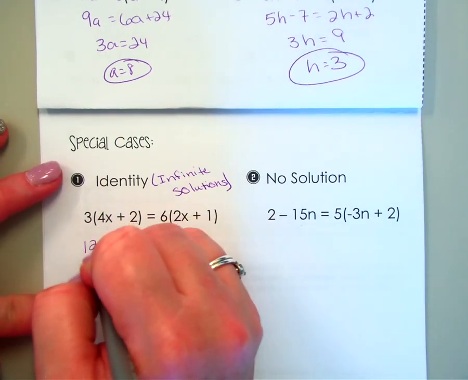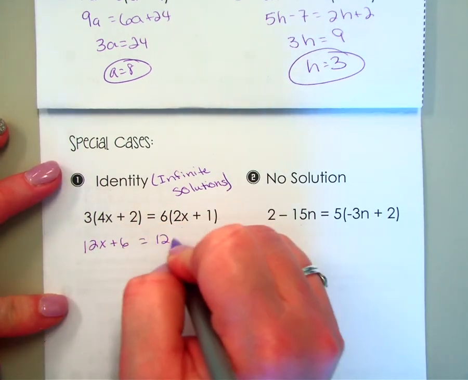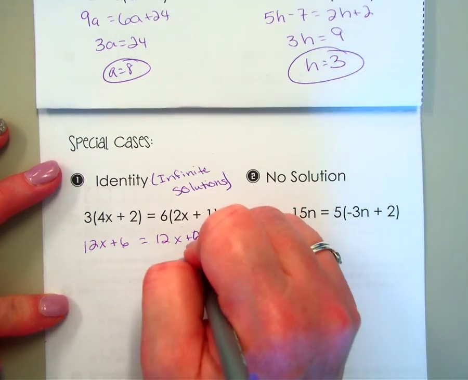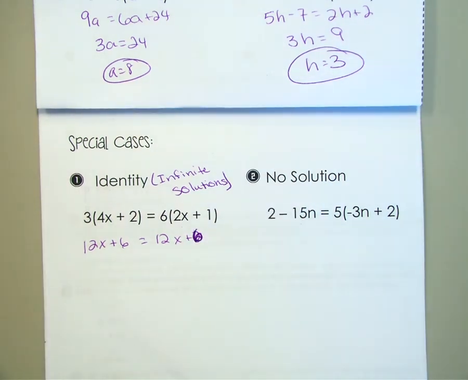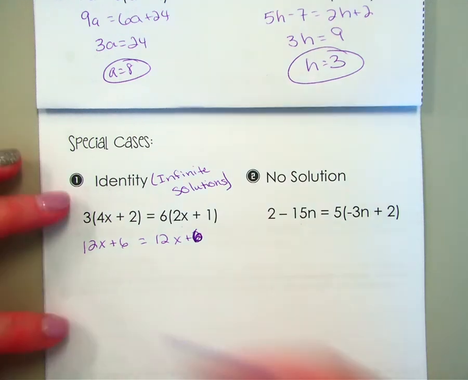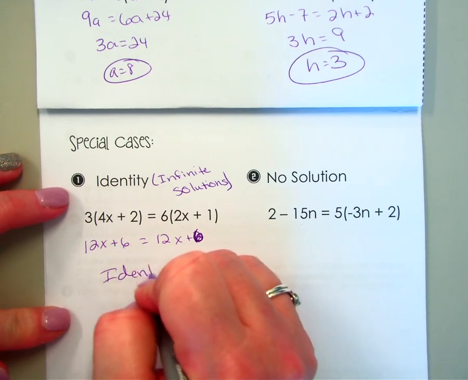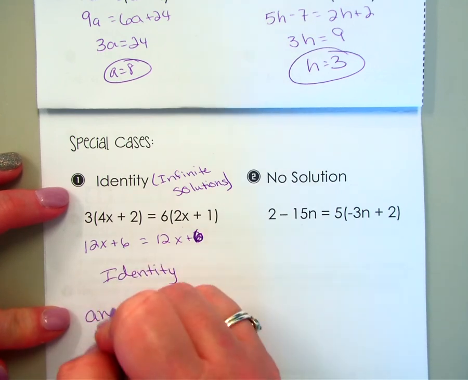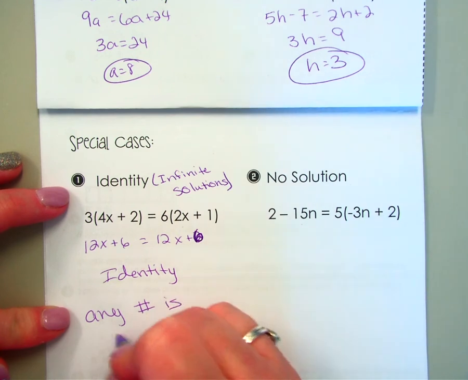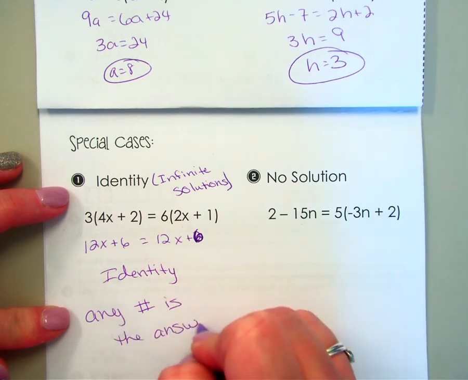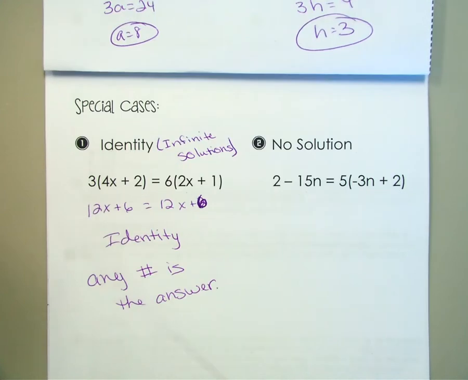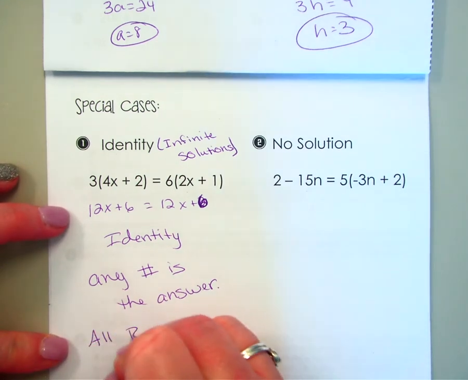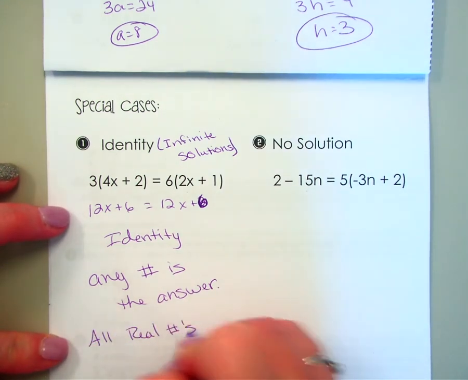So if we begin solving this, we do our distributive property. Oops, that should be a 6. If you notice, we have the exact same thing on both sides. 12x plus 6 equals 12x plus 6. This is an identity. So what that means is any number is the answer. You can plug in 6 and that'll work. You can plug in a 2, that'll work. You can plug in negative a million and that's going to end up working. It's an identity. Any number is the answer. Sometimes they say all real numbers also. Any one of those.